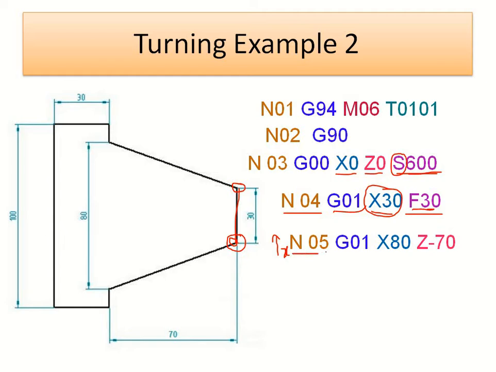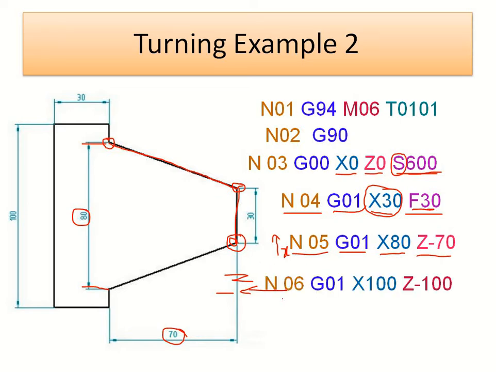The next block is N05. We can represent it with N05 in linear interpolation. For the linear interpolation, we can use X80. X80 means the diameter in the X direction is 80, and for the Z direction, we take the minus towards the left hand side, and the dimension given is 70. From this position the tool will travel to this position that is shown in the figure.